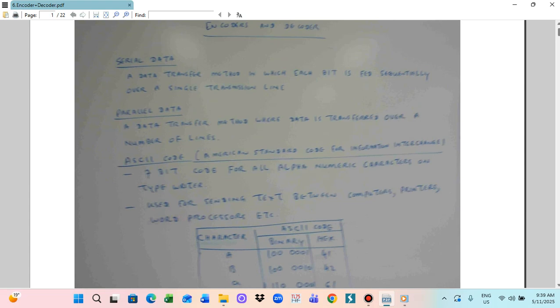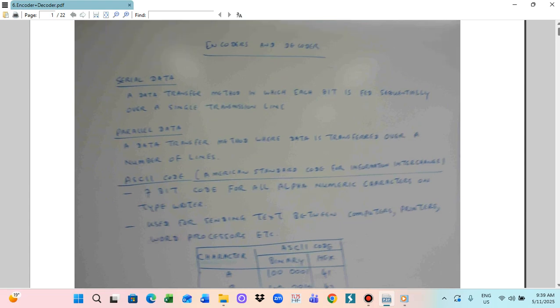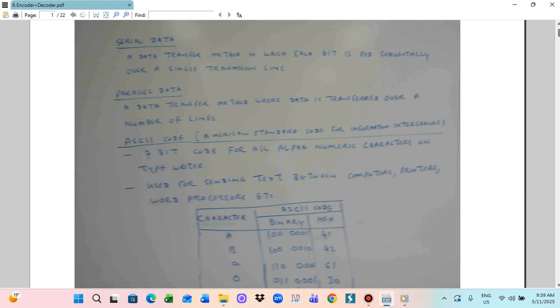Okay, this week I give you the sums for the ASCII code table, and then I will continue with the multiplexer. American Standard Code for Information Interchange. So this is the ASCII code. We utilize a 7-digit code. So this ASCII code is represented by 7 digits of binary code, as well as the hexadecimal code. They are used for sending text between the computer, printer, and word processor.